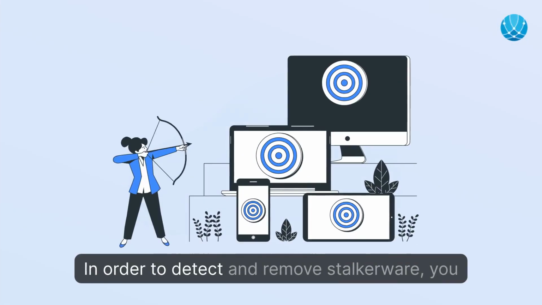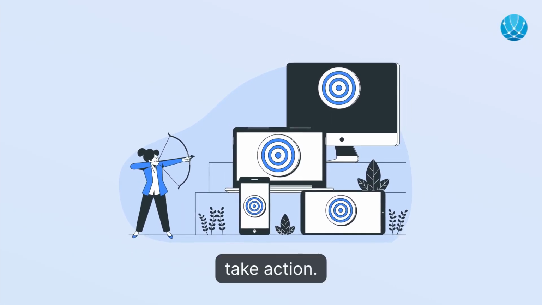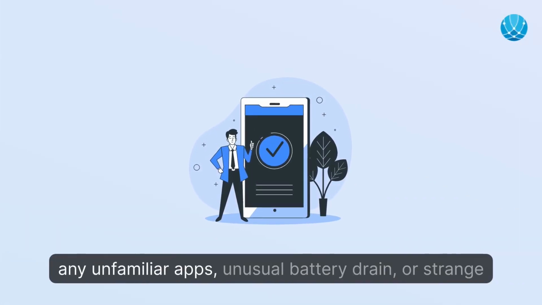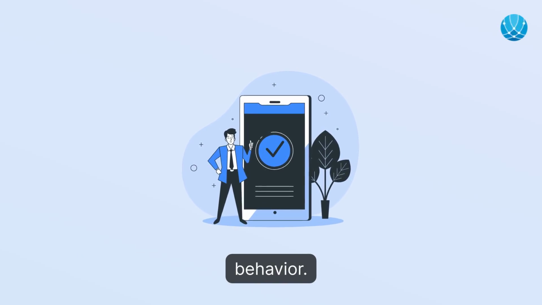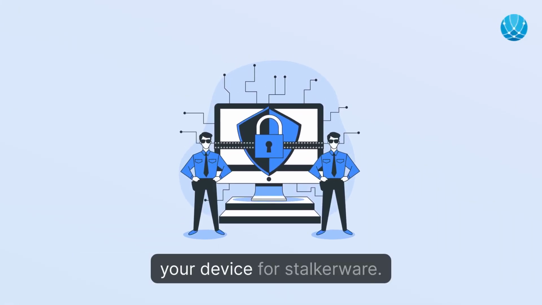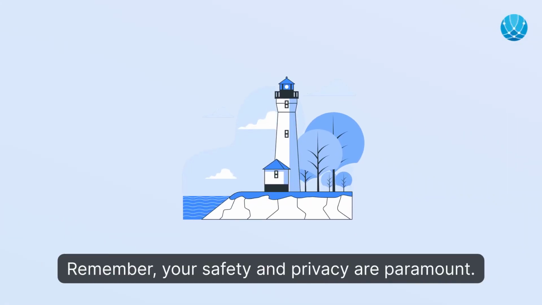In order to detect and remove stalkerware, you need to be aware of the signs and take action. It's important to regularly check your device for any unfamiliar apps, unusual battery drain, or strange behavior. You can also use anti-malware software to scan your device for stalkerware. Remember, your safety and privacy are paramount.